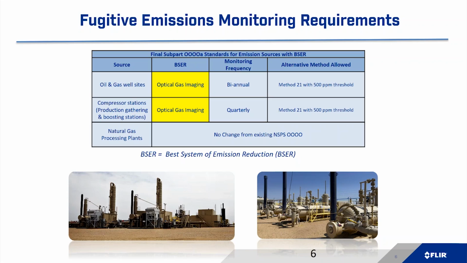The frequency is dependent on the source. So for oil and gas well sites, optical gas imaging is required on a biannual basis, whereas it's actually required on a quarterly basis for compressor stations. It is important to note that they did write into the regulation alternative methods that are allowed as opposed to optical gas imaging, and an alternative method for leak detection at well sites and compressor stations is and would be Method 21. They do identify that you've got to have a threshold of 500 ppm or above when using Method 21, so that's a bit of a shift to some of the higher thresholds that have been used in previous regulations.